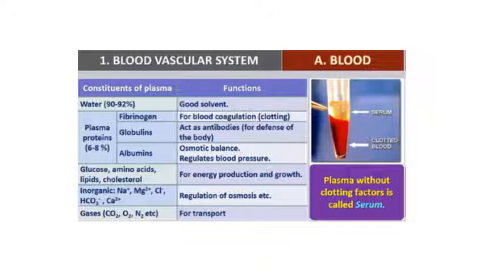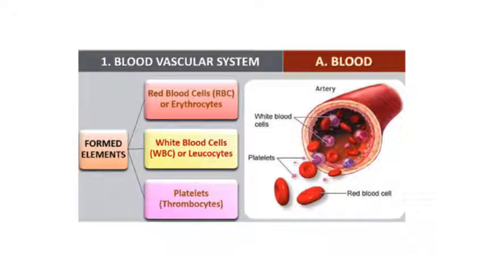Glucose, amino acids, lipids, and cholesterol are also present in the plasma, which are required for energy production and growth. Then it has inorganic ions like sodium, magnesium, chlorine, HCO3 and calcium, which help in maintaining the osmotic balance. Then it has various gases, carbon dioxide, oxygen, nitrogen, which are essential for transport. Now let us look at the solid components. As we saw earlier, there are three components: RBC, WBC and platelets.